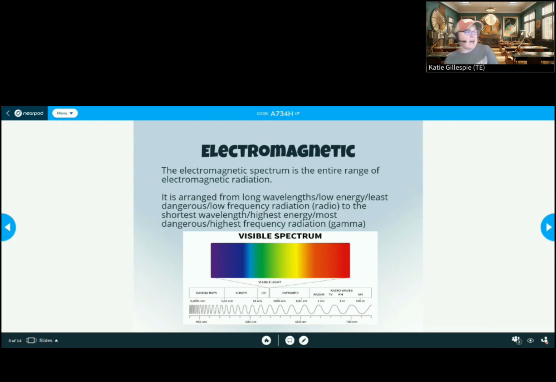Gamma is the highest energy, and the only thing that's going to save you from gamma radiation is to be far, far, far away from it. Okay, so definitely the most dangerous, highest frequency, and the most energy given off.